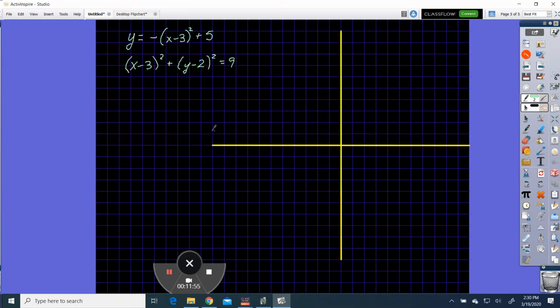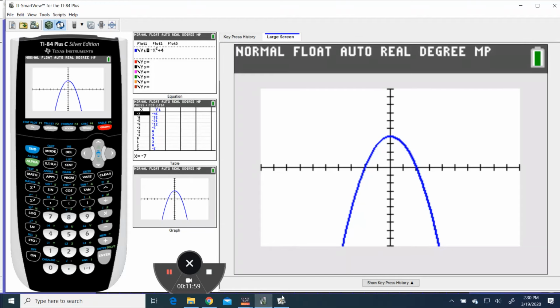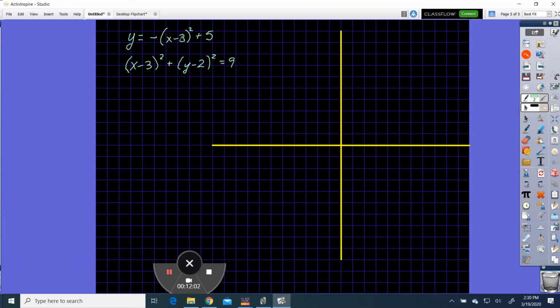All right, this one, it's a y equals. Well, I'm going to go to my calculator. I'll teach you how to do it without a calculator. This is the center, 3, 5. Okay, it's a parabola. Inside the parentheses is opposite, outside is the same. So I go right 3, up 1, 2, 3, 4, 5.